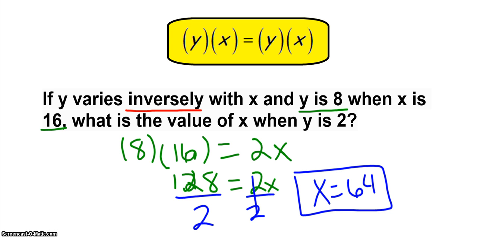So one thing I want you to notice, our y value decreased. Since our y decreased, that means since it's inverse, x has to increase. So this is how you can double check yourself. x went from 16 to 64. Therefore, x did increase as y decreased. So that's why the inverse problem works.